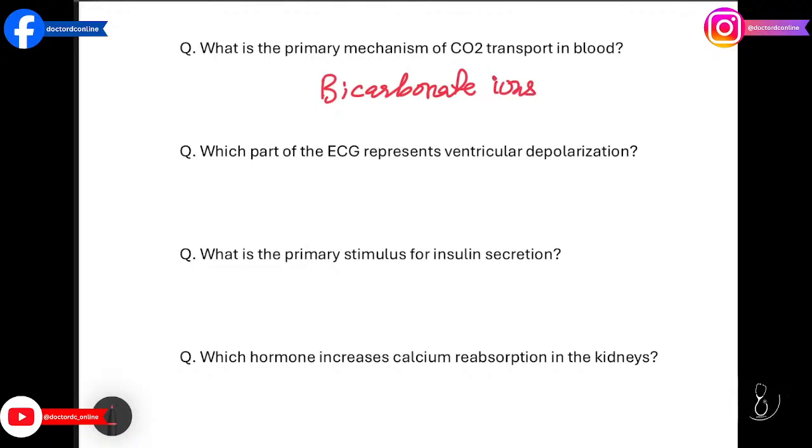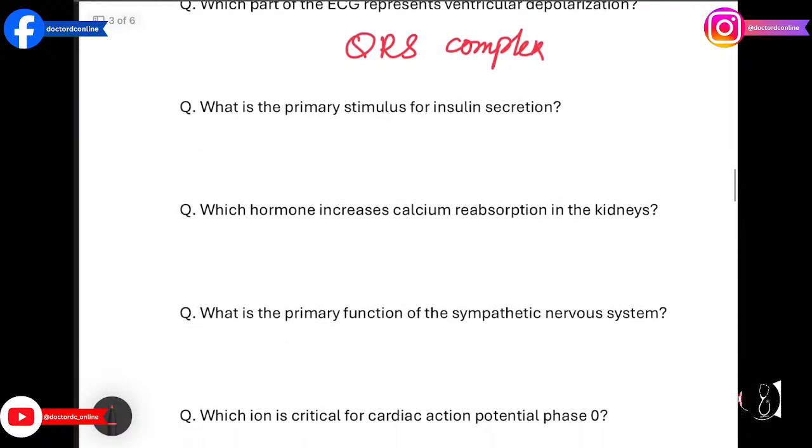The next question is, which part of the ECG represents ventricular depolarization? And the answer is QRS complex, because it reflects the electrical activity of ventricular contraction.